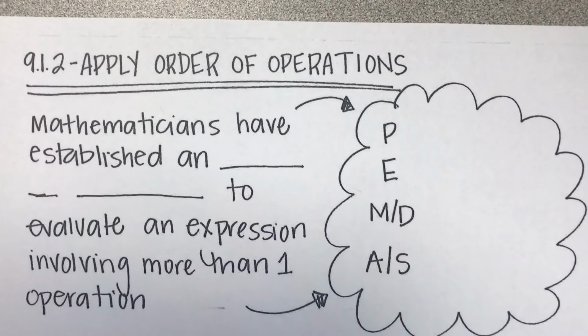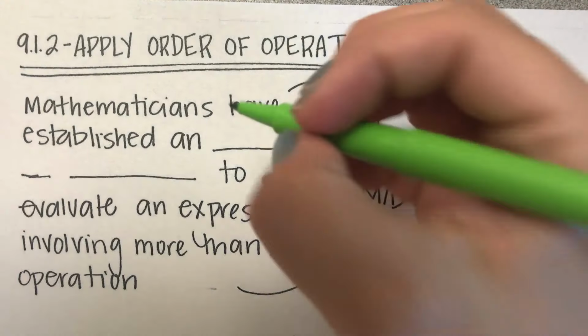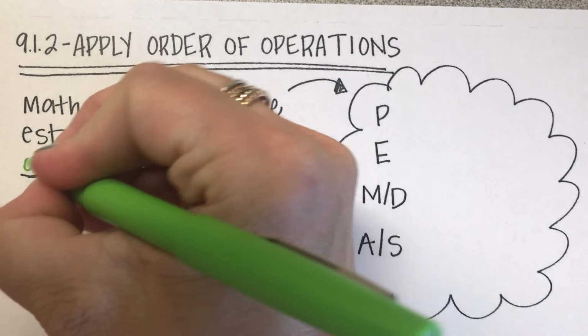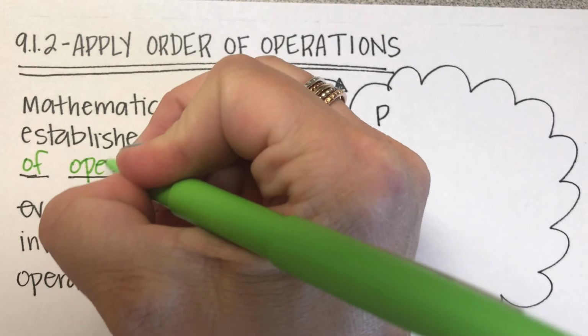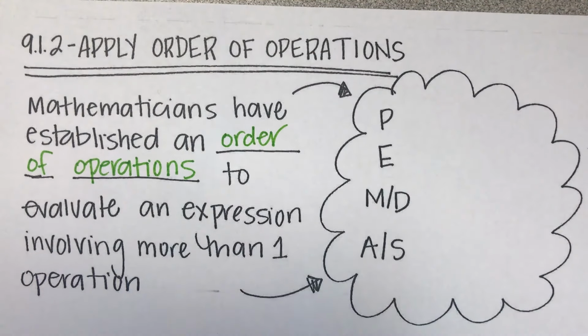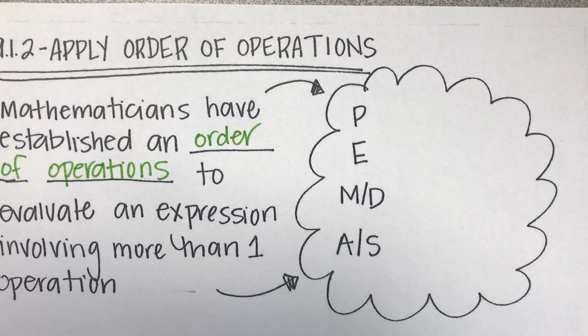So, mathematicians have established an order of operations to evaluate an expression that involves more than one operation, right? If it's just like 9 times 7, we all know how to do that. It's just one operation. But sometimes there's multiple operations in a row, and so there's a specific order that we do those every single time.